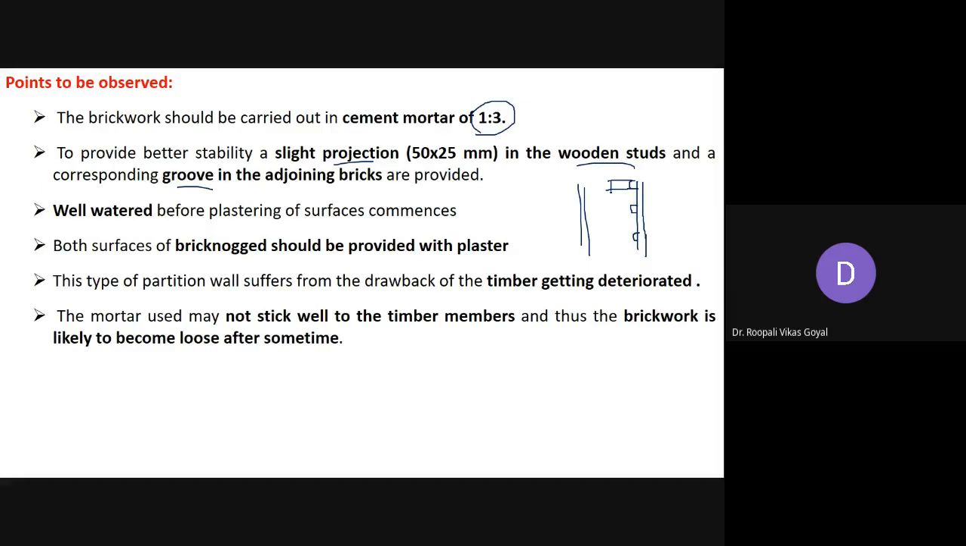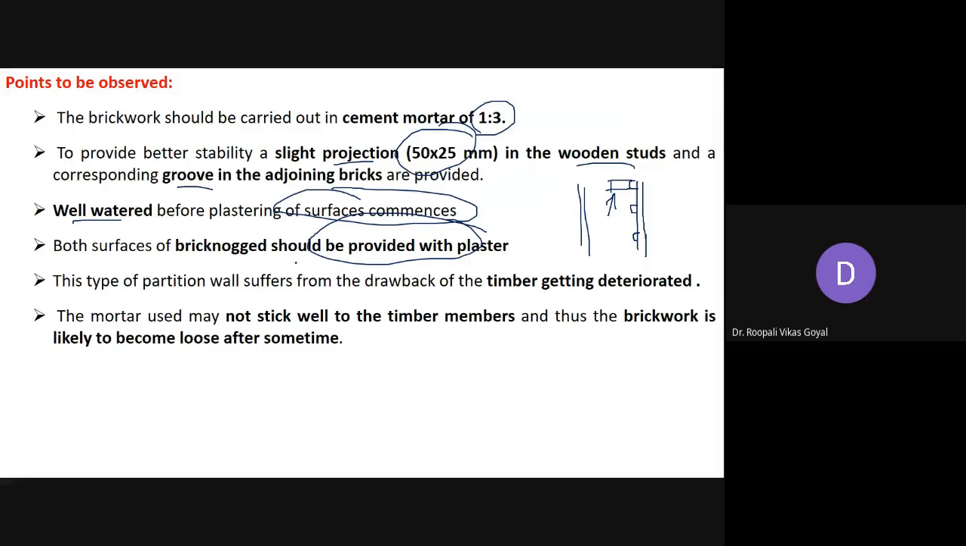So you can provide a projection in the wooden stud, a slight projection in your wooden vertical member, that may be of size 50 by 25 mm, and a corresponding groove can be provided in your brick. So this is your brick. And this is to have proper jointing. Okay, and it should be well watered before plastering of the surface commences, because if you are going for plastering, well watering is an essential requirement. And both surfaces of the brick nog should be provided with plaster. So both surfaces, front and back, everywhere you have to plaster.